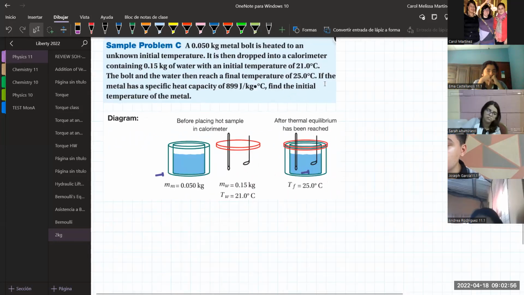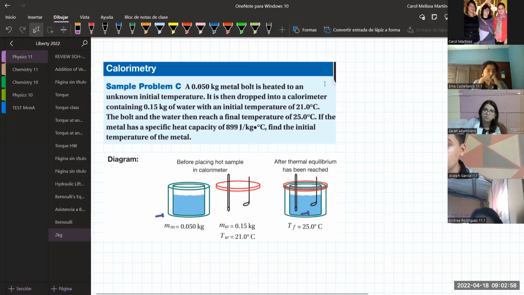So, first, the problem is giving you the word problem. And this problem also contains a lot of information. Okay? So, what data can we gather from this word problem?